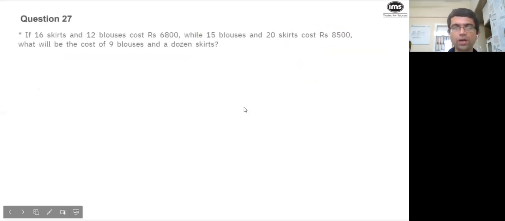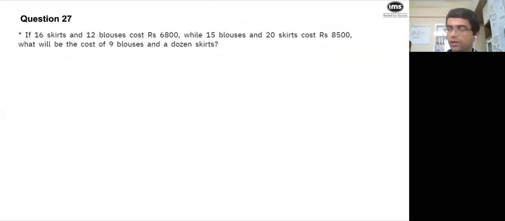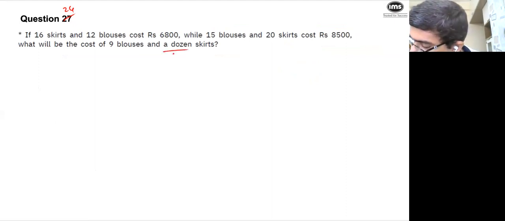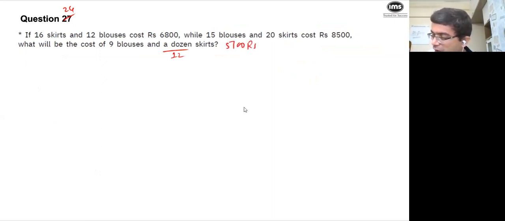Great. We are moving on nicely today. 16 skirts and 12 blouses cost 6,800. 15 blouses and 20 skirts cost 8,500. What will be the cost of 9 blouses and a dozen, that is 12 skirts? Okay, I'm going to give you the answer as 5,100 rupees. It's a homework question.